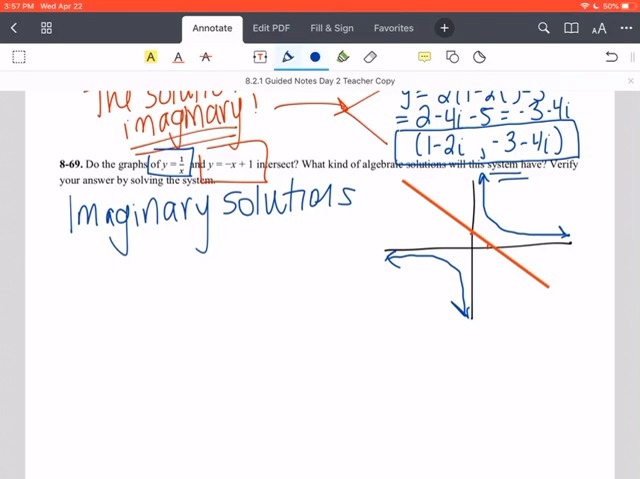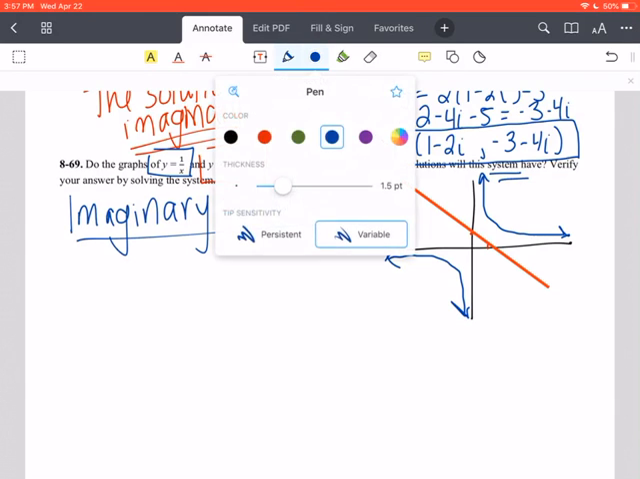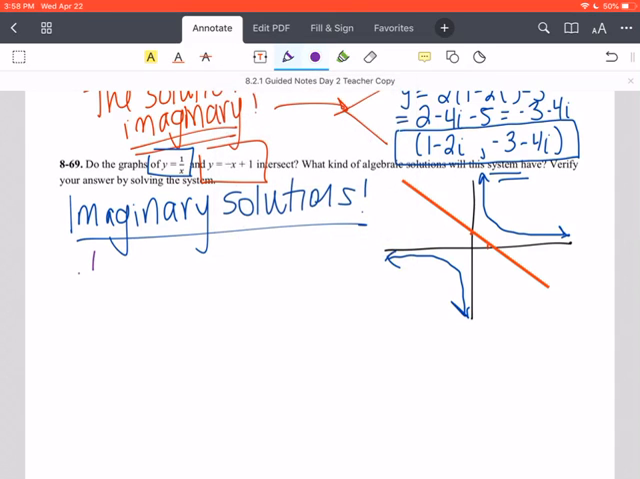Again, we're looking at the system. Where do the graphs intersect? So that is our prediction, that we are going to have imaginary solutions. So once again, we're going to use the equal values method. So I put 1 over x equal to negative x plus 1. And then I can multiply both sides by x. So I get 1 equals, I have to distribute, x times negative x plus 1.